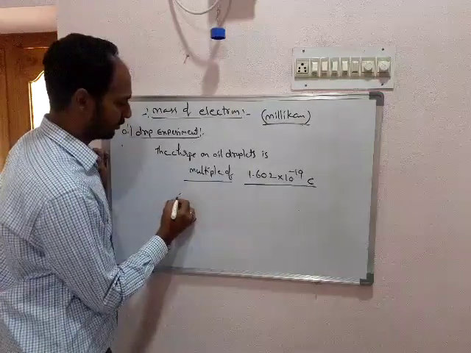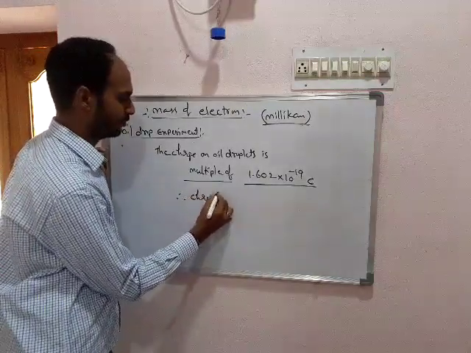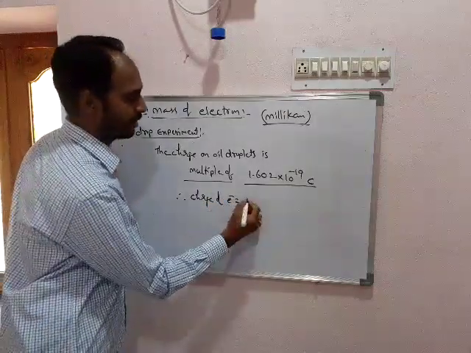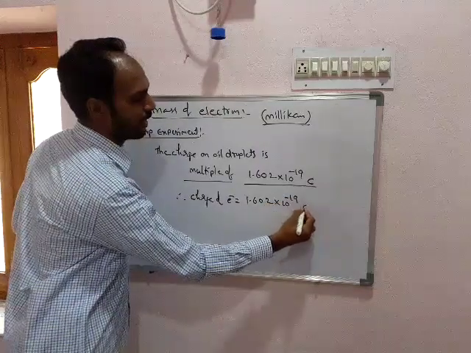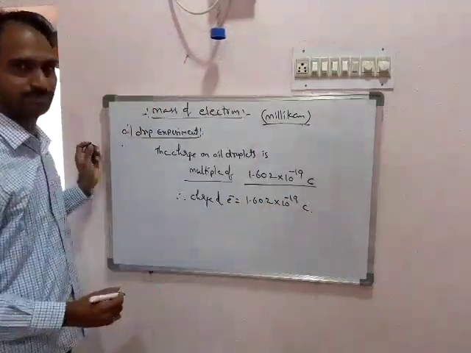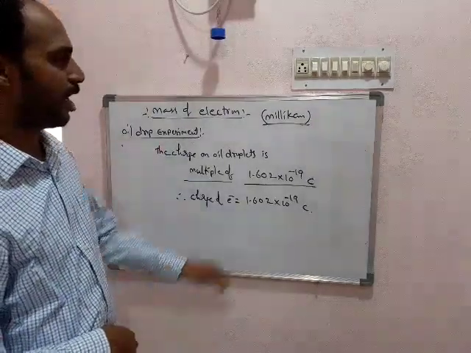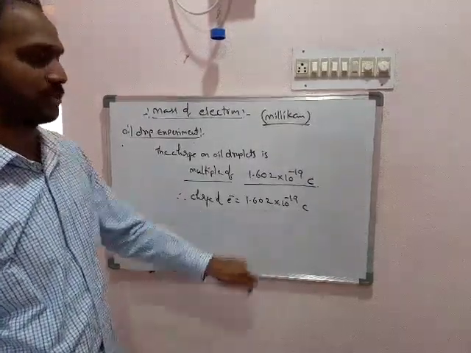Therefore, it was concluded that the charge of the electron, which is a basic particle, is 1.602 × 10^-19 coulombs. So this was Millikan's oil drop experiment, giving the charge of the electron.